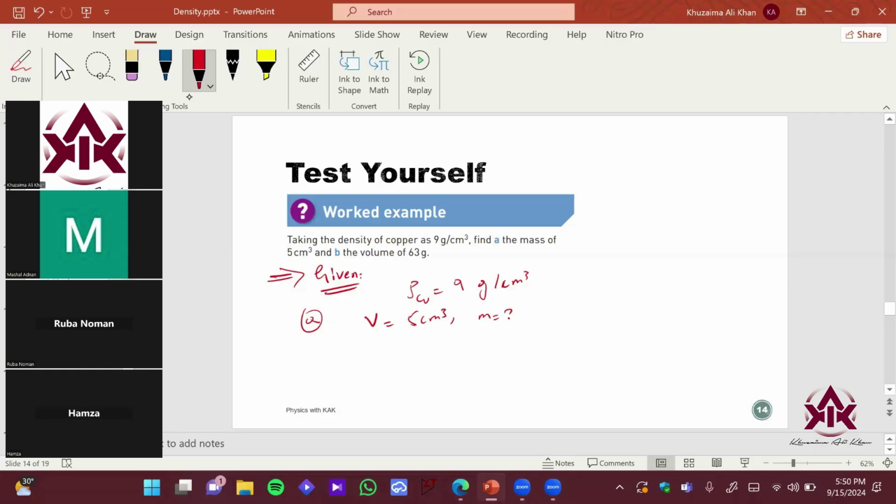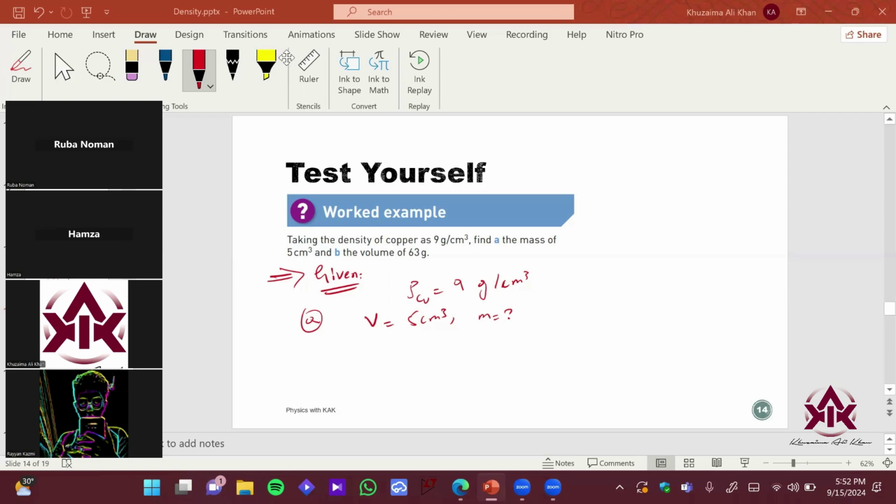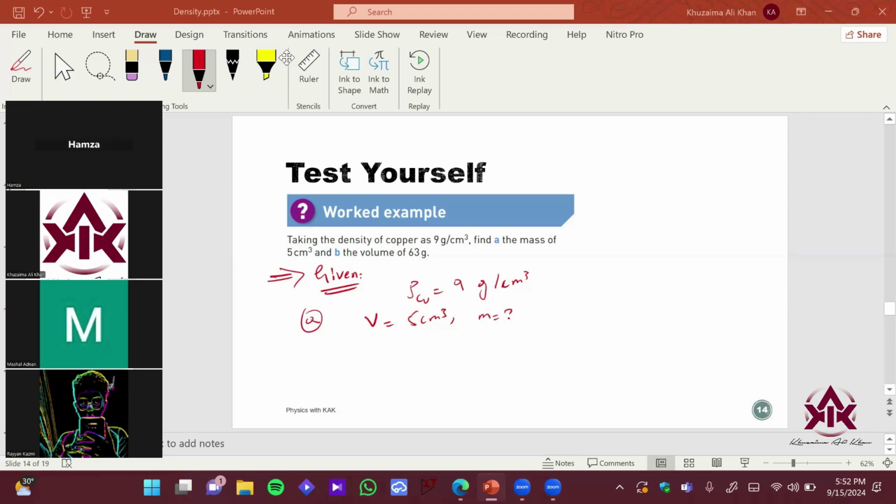Let's say I give you two minutes to solve both. It's pretty simple. What would be the mass then? If you don't remember the formula, just remember density equals mass upon volume. So you want to manipulate this formula for solving for the quantity.